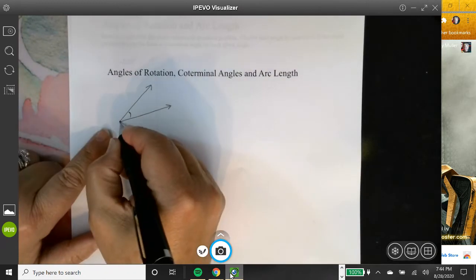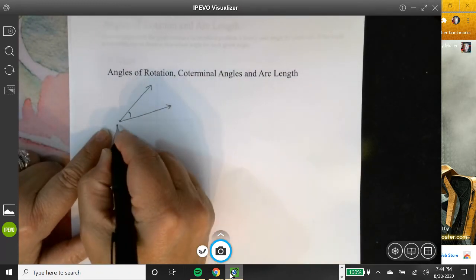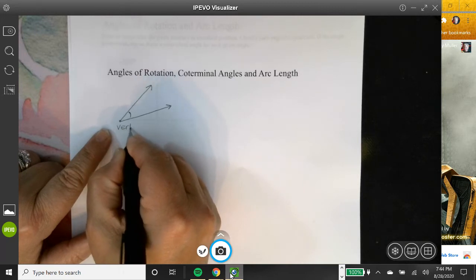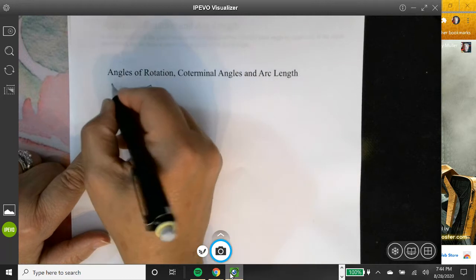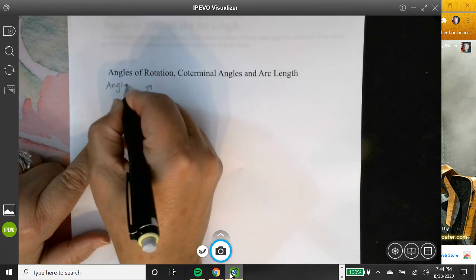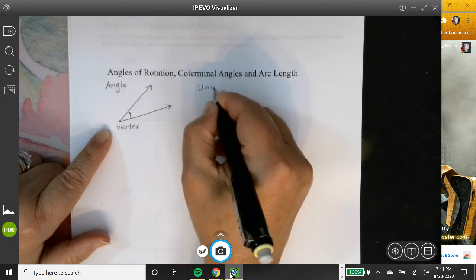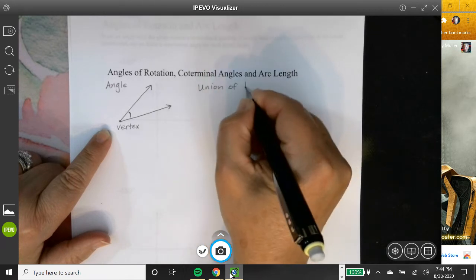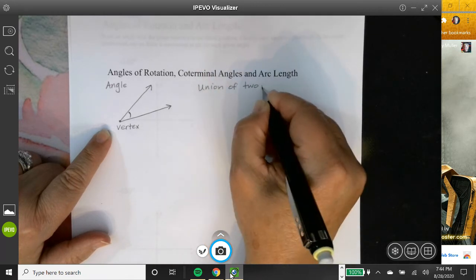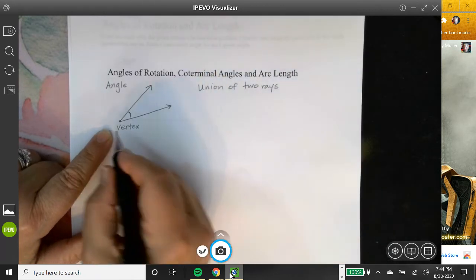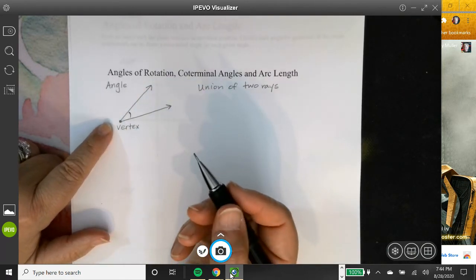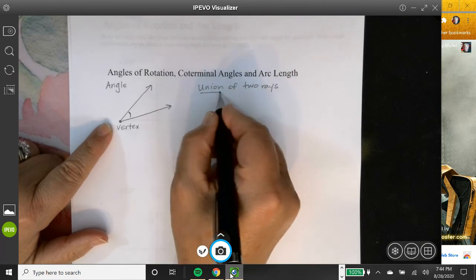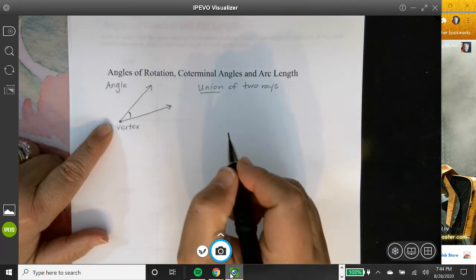And this point right here, if we do some vocabulary, this is the vertex. And an angle, basically, is a union of two rays. And they are brought together by the vertex here. Okay? And union means, obviously, they are two together here.